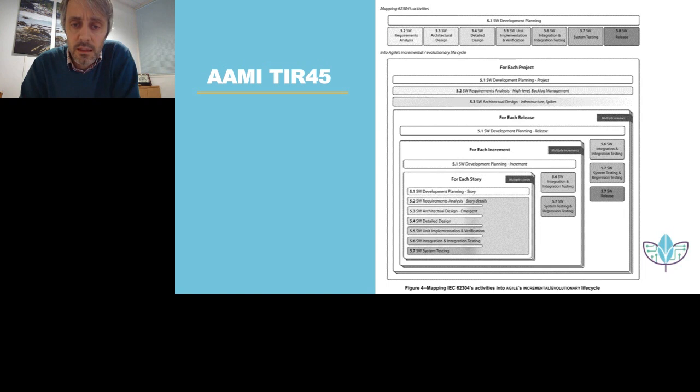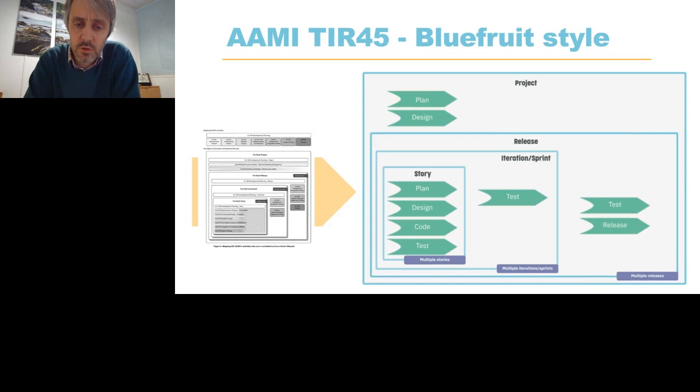There's a diagram here which helps map sort of 6304 activities to the Agile lifecycle. We've got a simplified version for today's talk, actually. This is a bit of context setting for today.